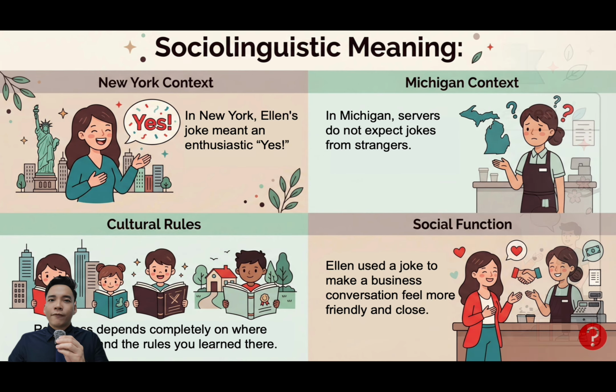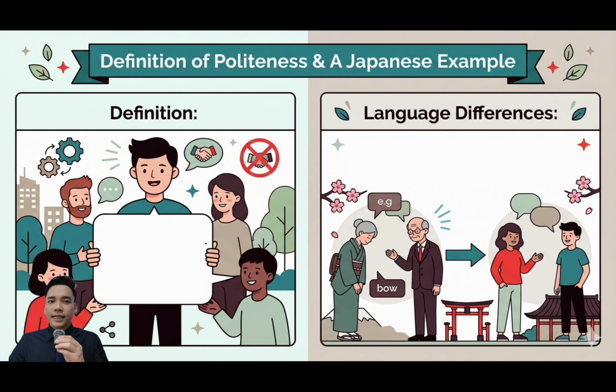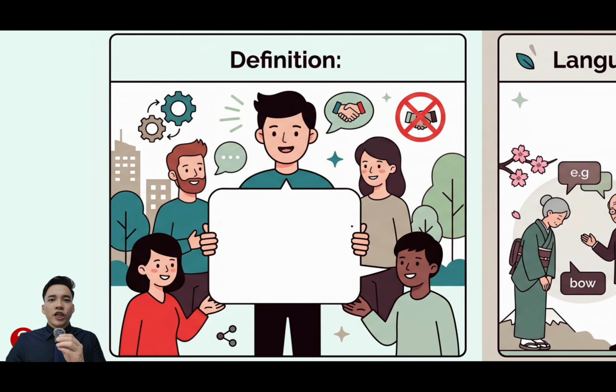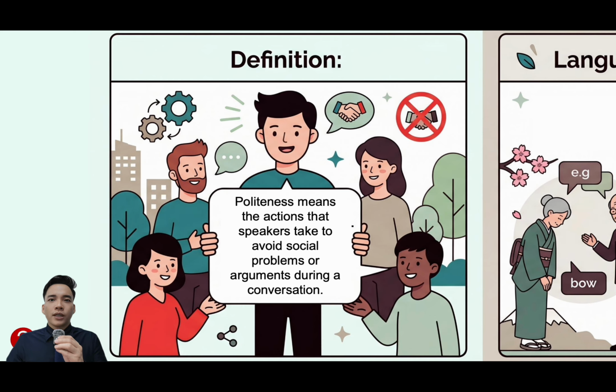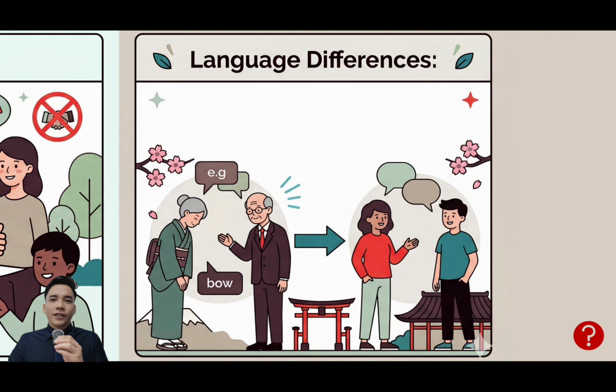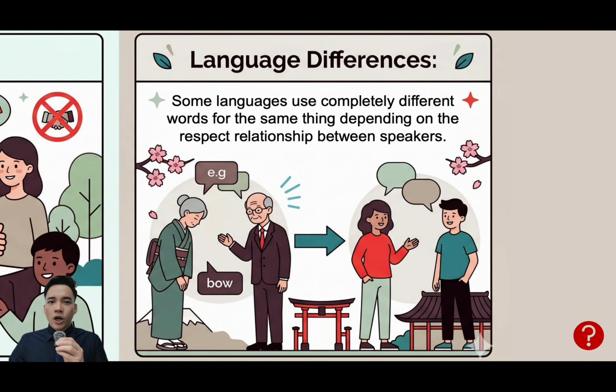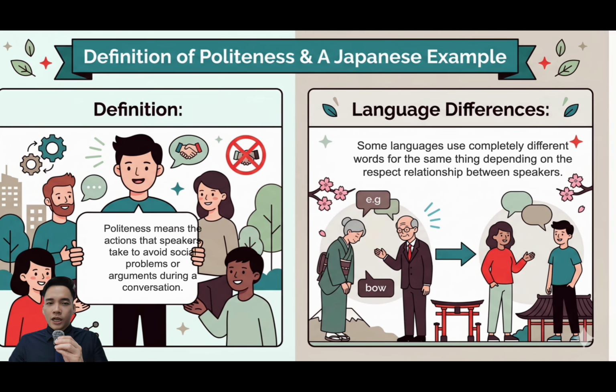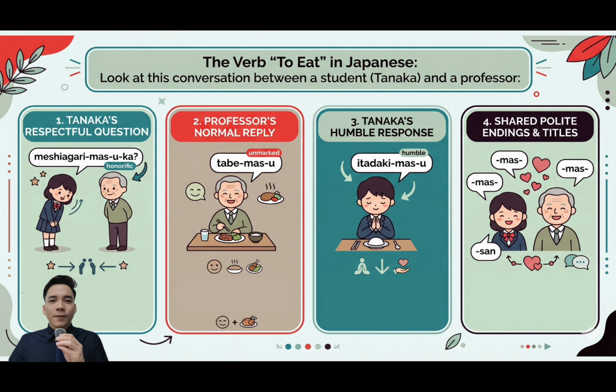Now, let's move to the definition of politeness and a Japanese example. Politeness means the actions that speakers take to avoid social problems or arguments during a conversation. So politeness is not only about being nice. It is about avoiding conflict, protecting relationships, and choosing language carefully. Different languages express politeness in different ways. Some languages use completely different words for the same thing, depending on the respect relationship between speakers. A clear example is Japanese.